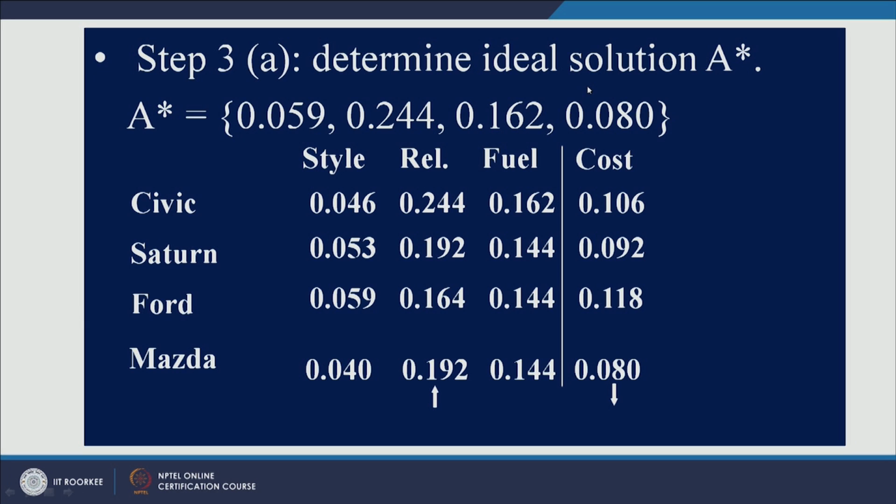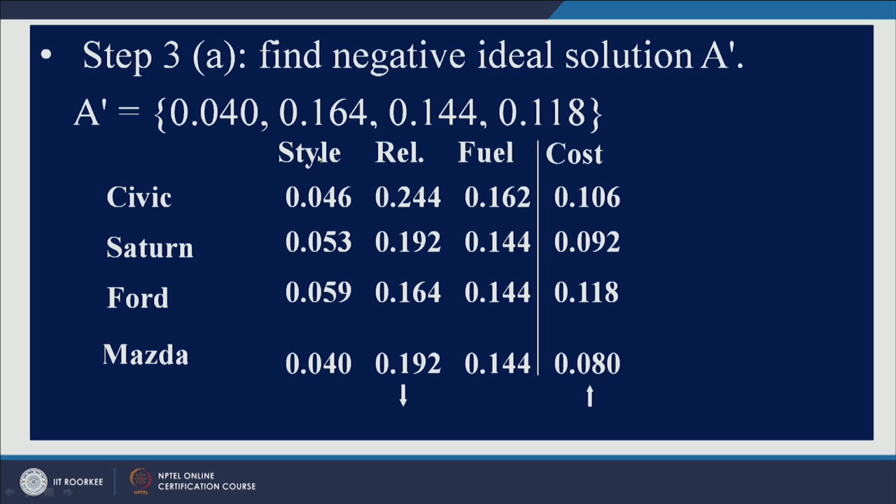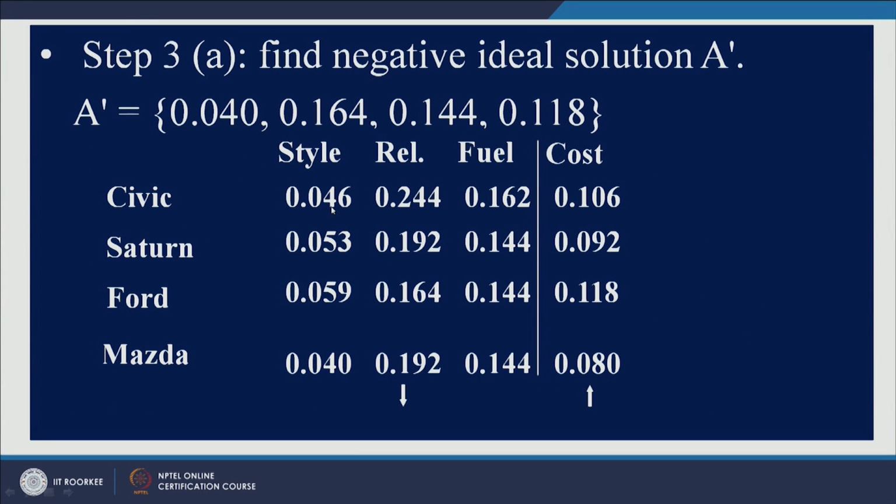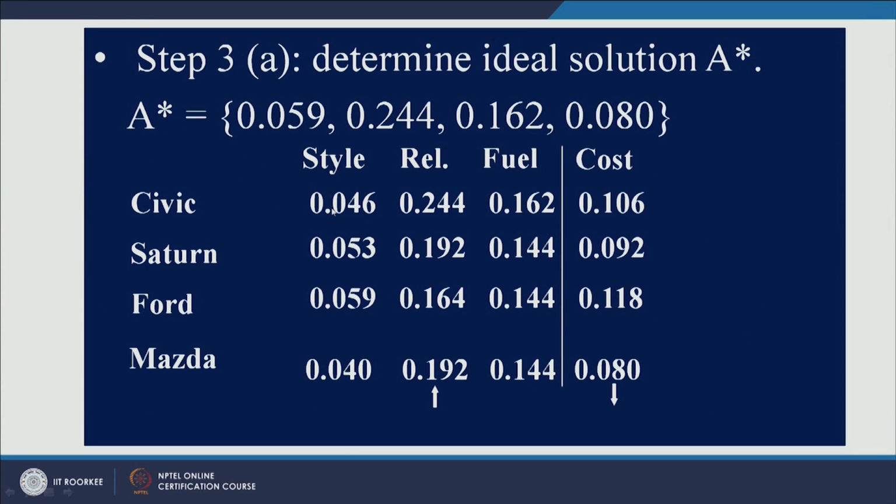Similarly, you can have the negative ideal solution, right. So, select the least of style, least of reliability, least of fuel economy and maximum of cost. So, write all those 4 points. So, these are your positive ideal solution and negative ideal solution. Then find out the separation measure from the ideal solution and the separation measure from the negative ideal solution. So, this is again a simple one. This value is for the negative solution and this is for the positive solution.